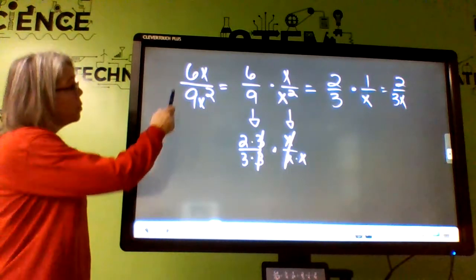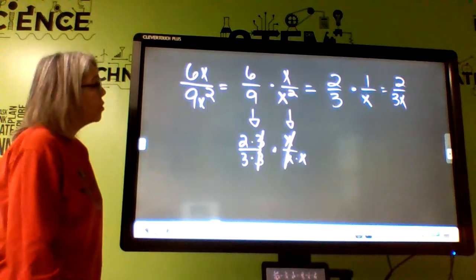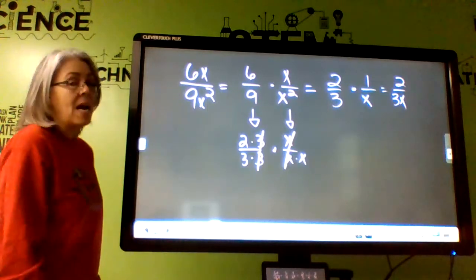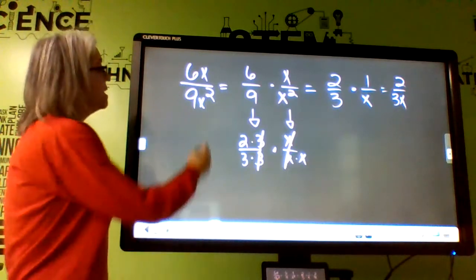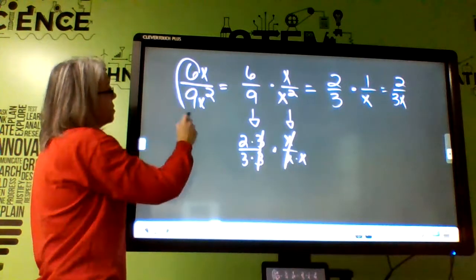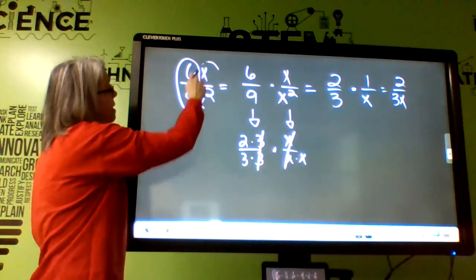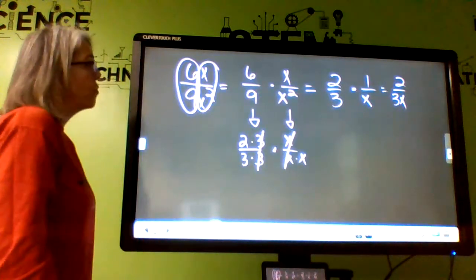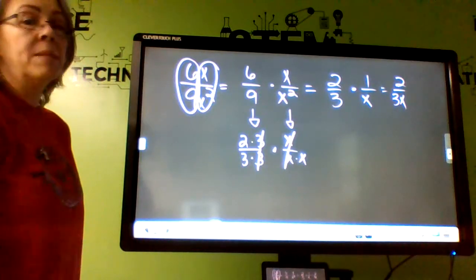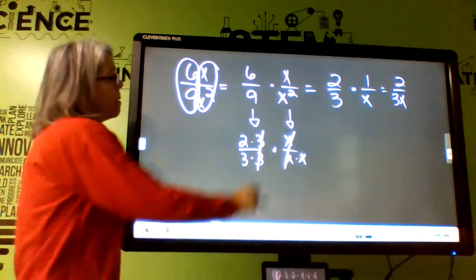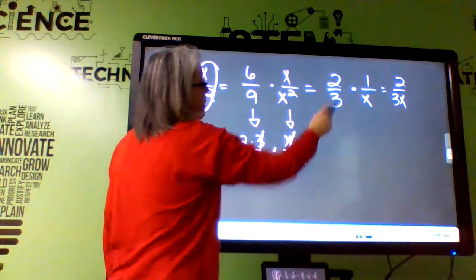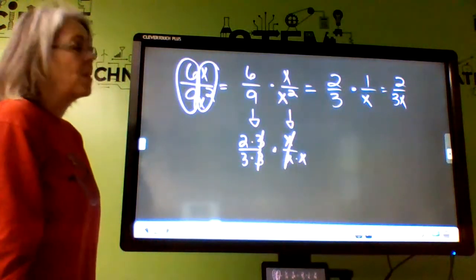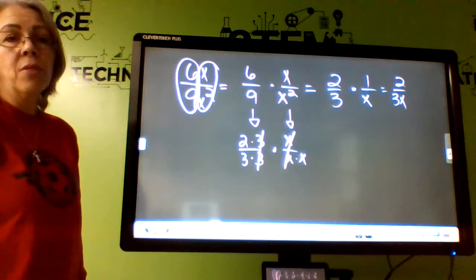The next example is 6x divided by 9x squared. And again, separate those out. These are in common, and these are in common. So we separate those out as 6 divided by 9 times x over x squared. We're left with 2/3 times 1 over x. That equals 2 divided by 3x.